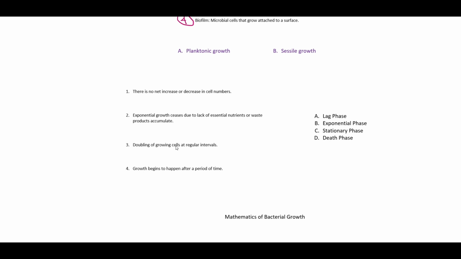3, doubling of growing cells at a regular interval. So is it A, B, C, or D? We have growth, last one, number 4. Growth begins to happen after a period of time. Is it A, B, C, or D? Again, place your answers in the comment section.